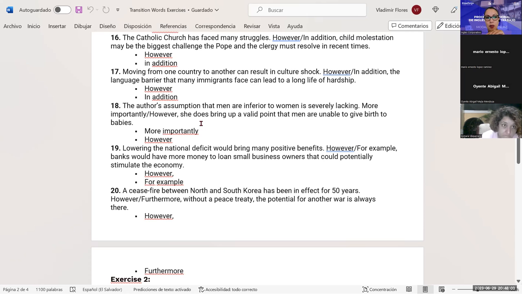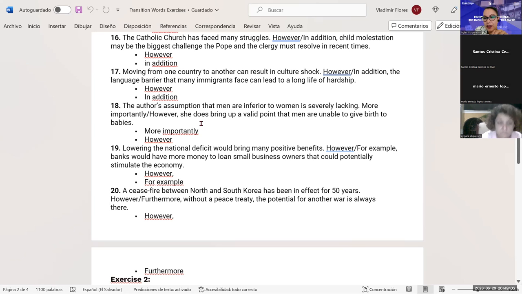Number 17, moving from one country to another. Number 17, volunteer. Me, teacher. Thank you, Cristina. Moving from one country to another can result in culture shock. However, in addition, the language barrier that many immigrants face can lead to a long list of hardships. In addition, teacher. Excellent, that's correct. In addition, okay. Thank you so much, Cristina.